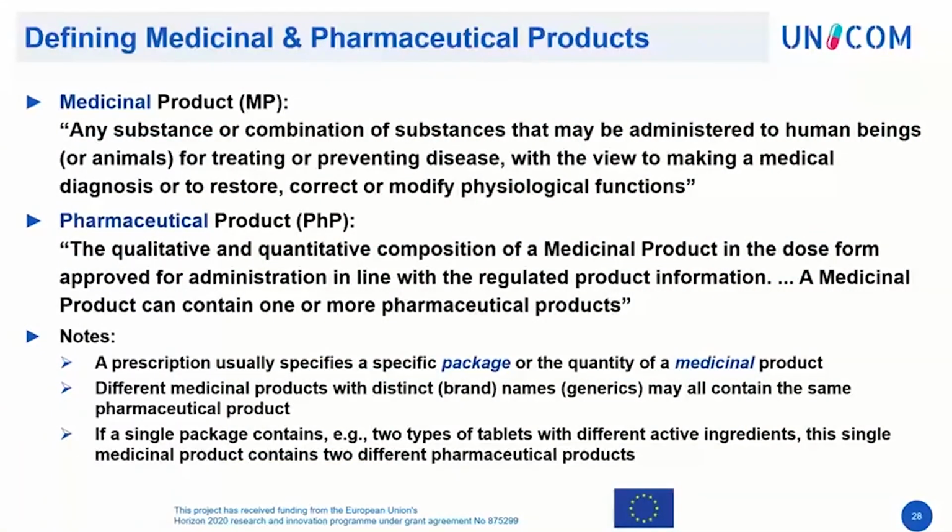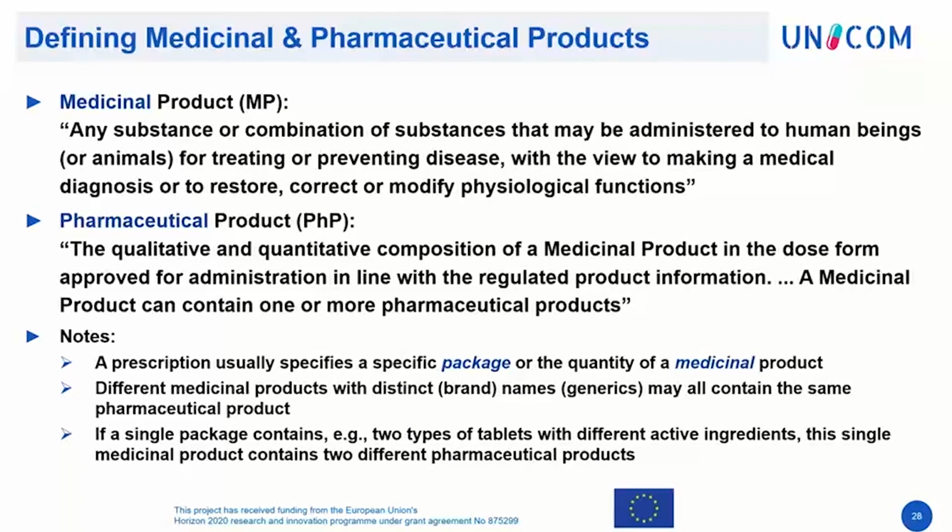Okay, what is a medicinal product? This is a definition from the ISO IDMP standards. It's a substance or several substances administered to human beings. In Unicom, we mostly deal with human beings, not with veterinary medicines, of treating or preventing disease. And a pharmaceutical product, this is a very important concept for interoperability, is the qualitative and quantitative composition of a medicinal product in the dose form approved for administration, and so on.